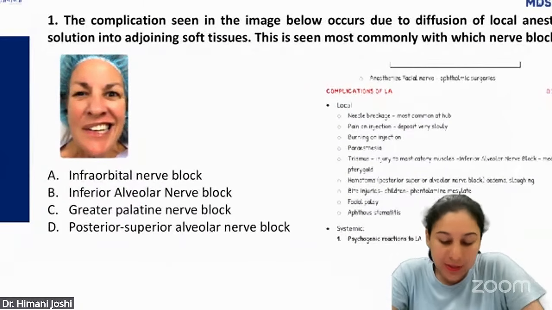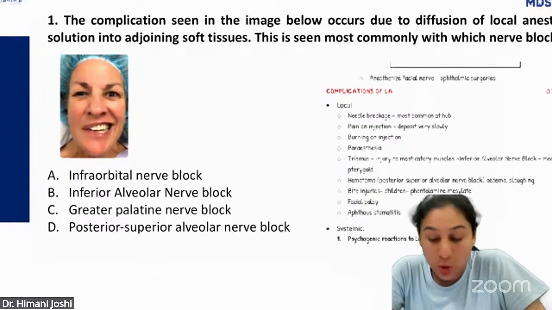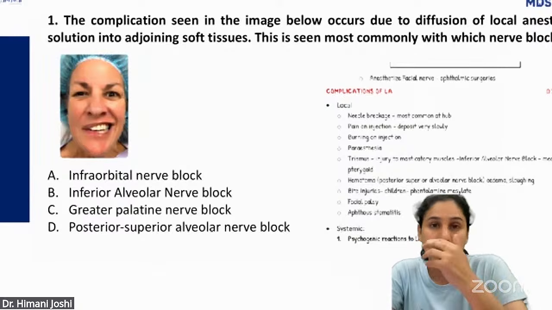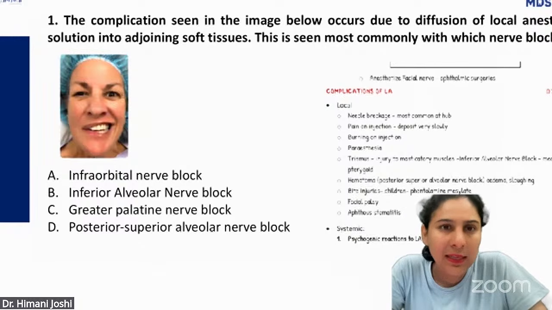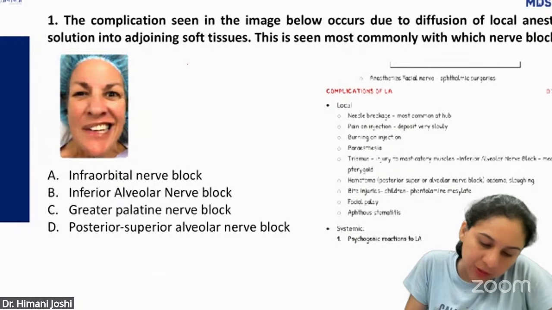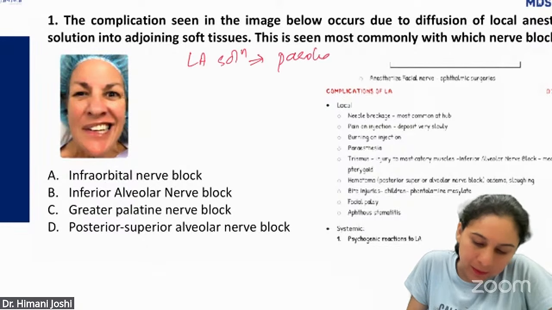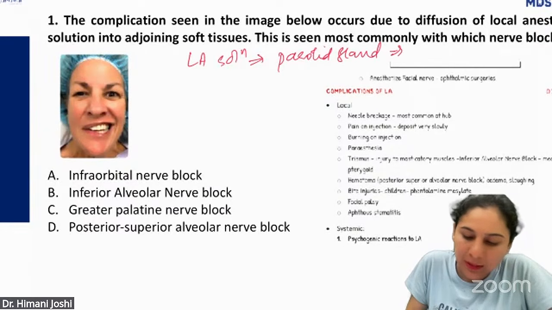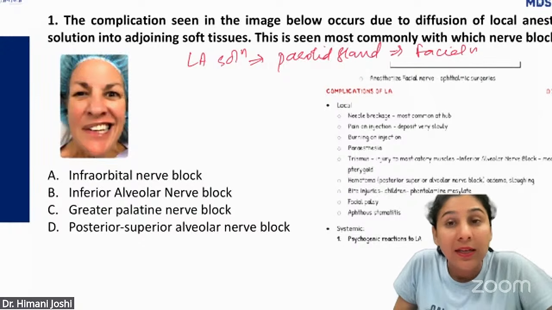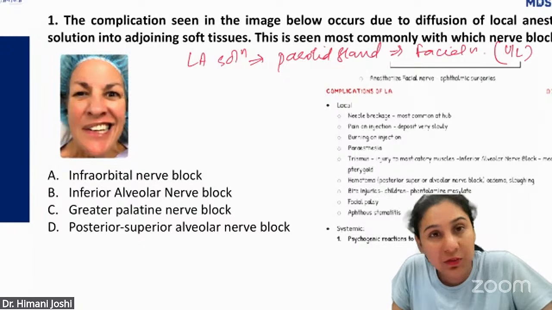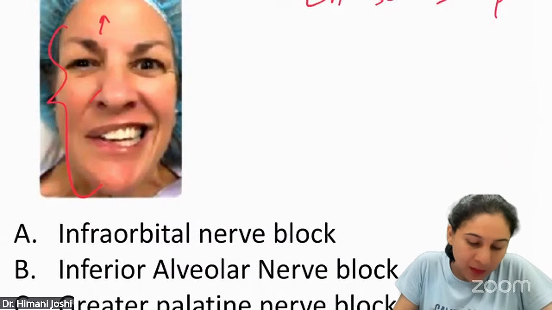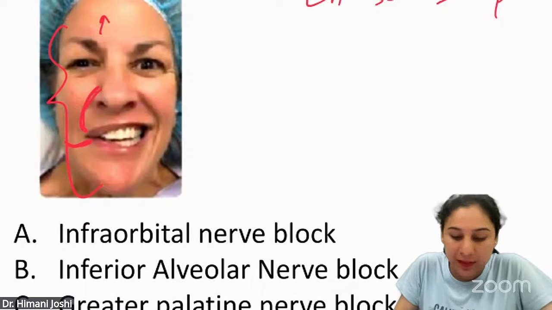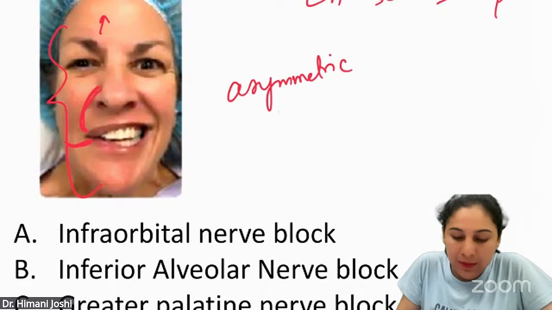All the complications seen in the image below occur due to diffusion of local anesthetic solution into the adjoining soft tissues. This is seen most commonly with which nerve block? I am sure all of you have marked this correctly. It is because of the LA solution going into the parotid gland. And in the parotid gland, we have the facial nerve. When there is a unilateral facial nerve palsy, the patient will have this kind of a look where her eyebrow lifting, her nasolabial fold, her smile, everything becomes asymmetric. And this happens when the facial nerve is involved.